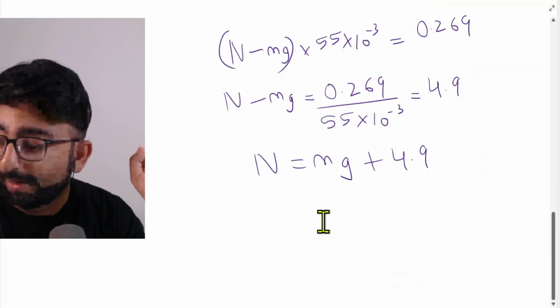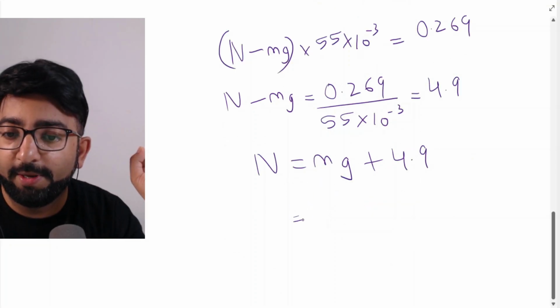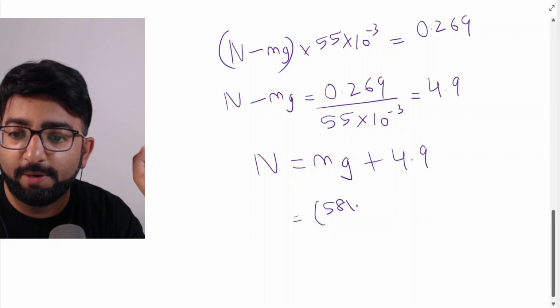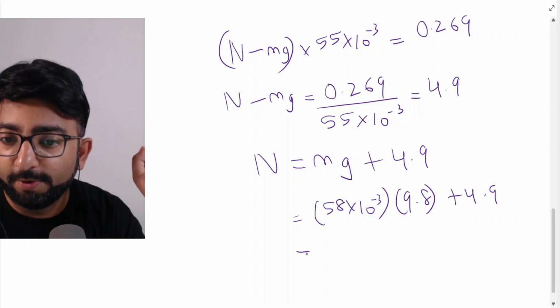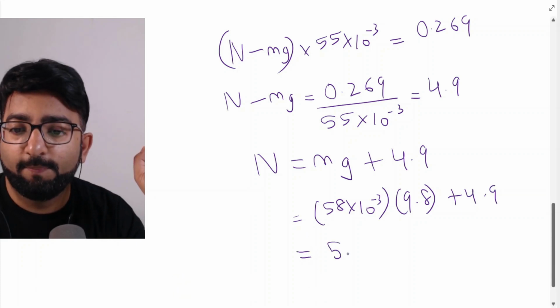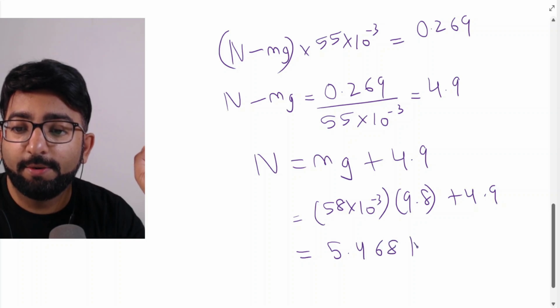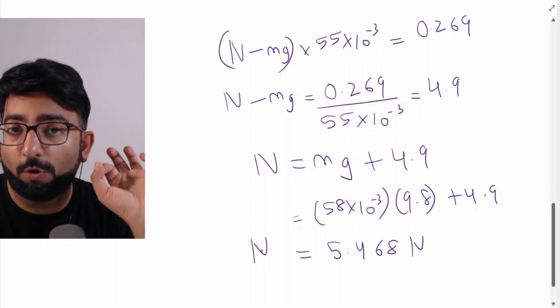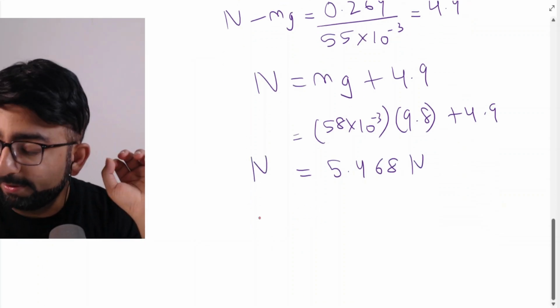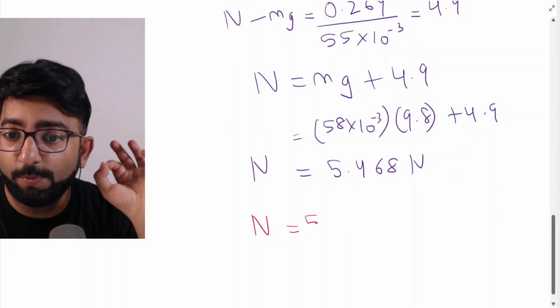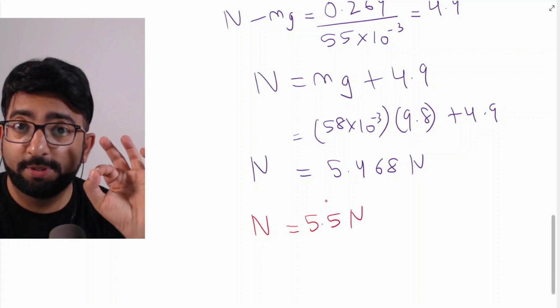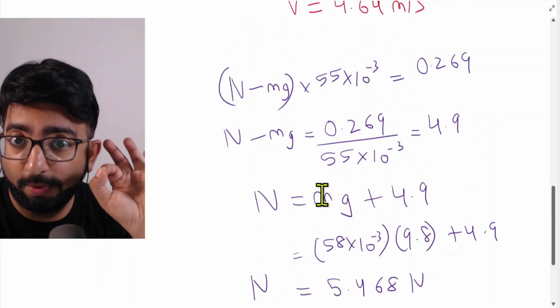Now, the mass of the object, the egg, in this case was 58 grams. So we'll write 58 into 10 to the power minus 3 multiplied by 9.8 plus 4.9. So if we solve this, we will get 5.468 newtons as the value of this normal reaction. And if we approximate this to two significant figures, we will write the value of normal reaction to be 5.5 newtons. So this is the value of the normal reaction.